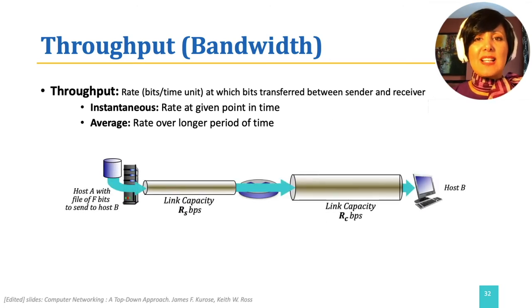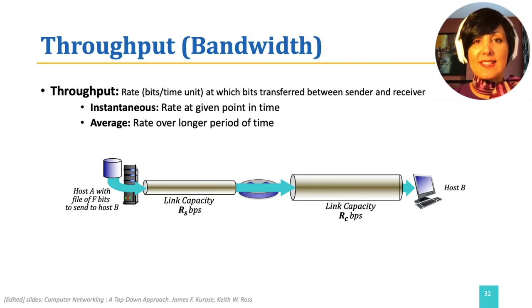Now, let's discuss this figure. RS is the rate of the link between the host A and the router we see in the figure in between. And RC is the rate of the link between the router and host B. We want to see what is the end-to-end throughput. To answer this question, it might help if we think of bits as water and the links as pipes, as indicated in the figure as well.